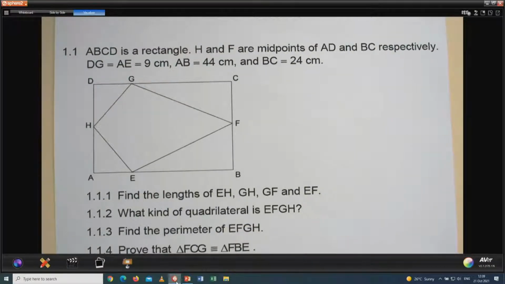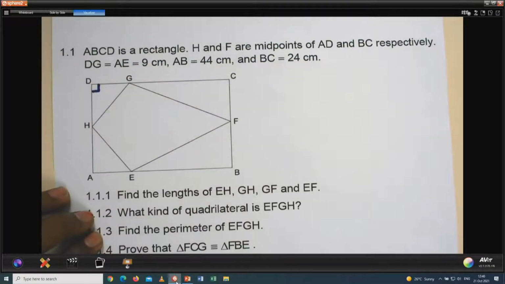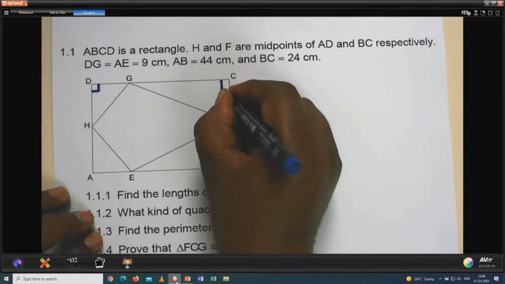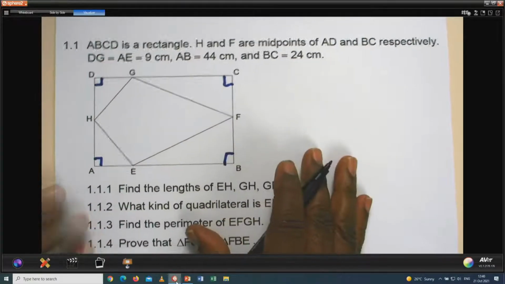Now let's understand. It's important to read. Some people believe maths is not for reading. You read. Get the information. Now it starts. ABCD is a rectangle. Already they tell you this is 90 degrees, and I've marked it already. This is 90 degrees. This is 90 degrees. You see, already now you make it mathematical.